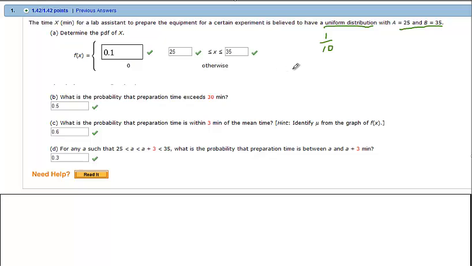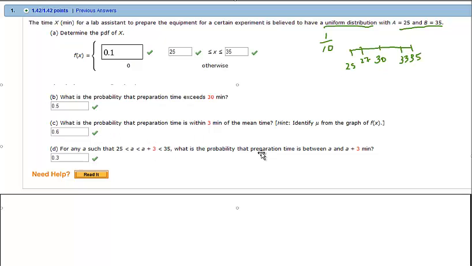What that means is, let me draw a little picture here. If the mean time right in the middle is 30, and we want 3 minutes on either side, here's 35, and here is 25. Three minutes on this side would be 27, and 3 minutes on this side would be 33. Everything being equally likely, I'm just counting 1, 2, 3, so that's 0.3, 0.4, 0.5, 0.6. That was why I wrote 0.6 on this one.